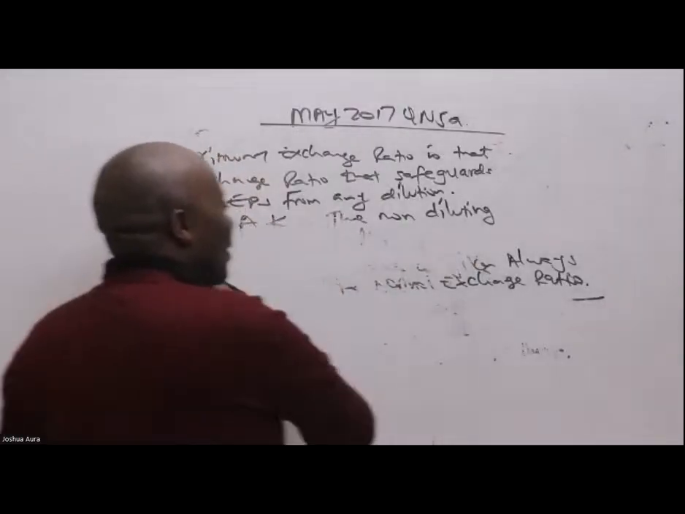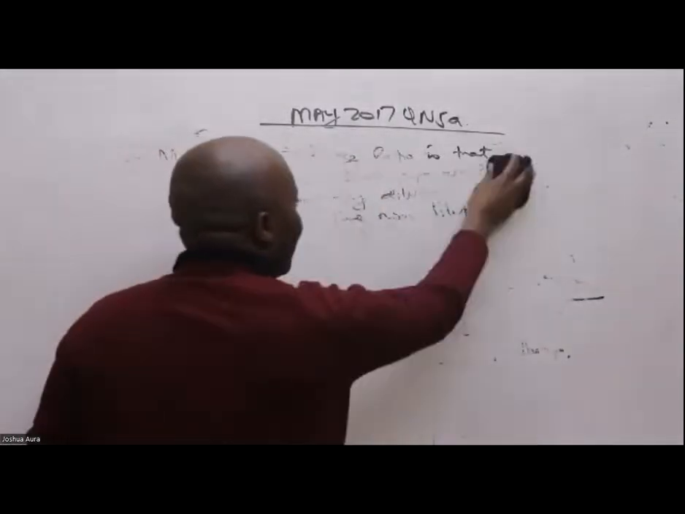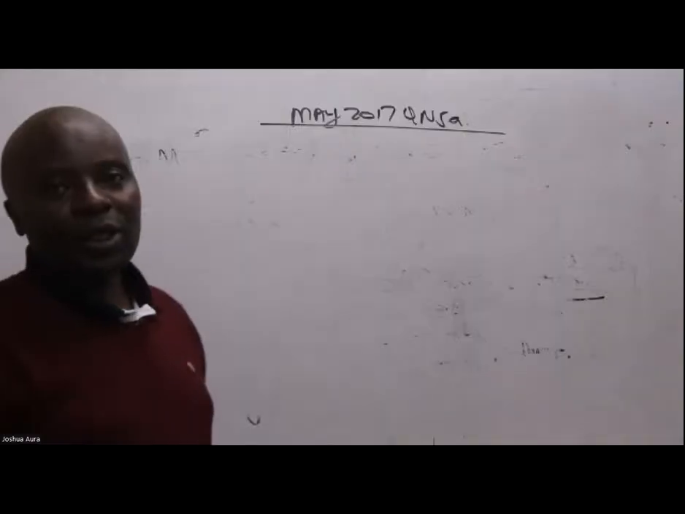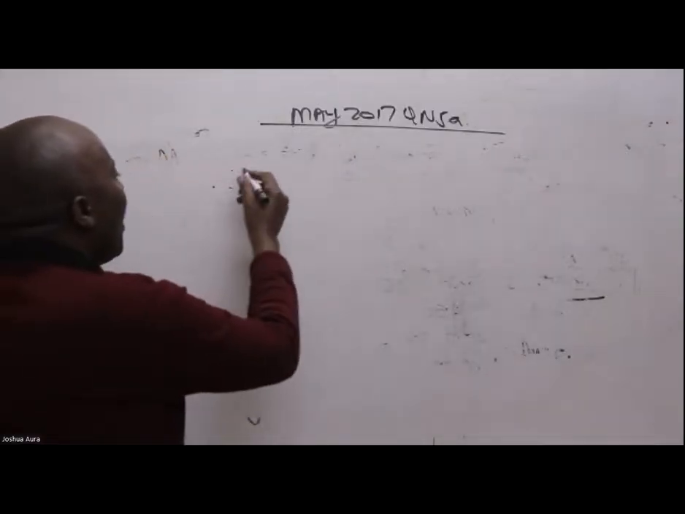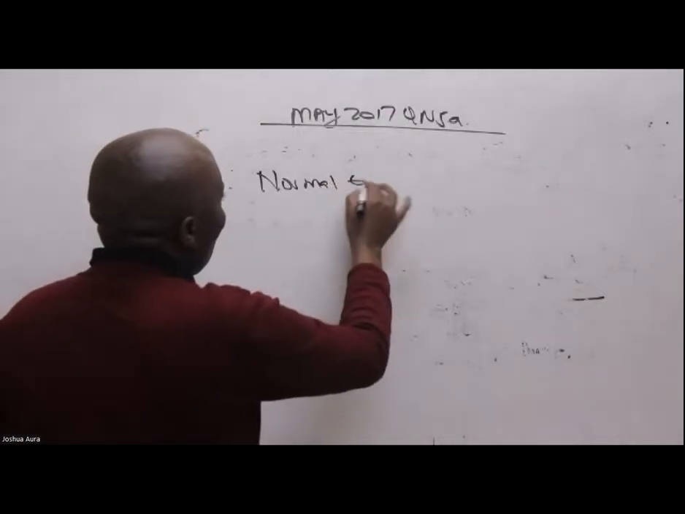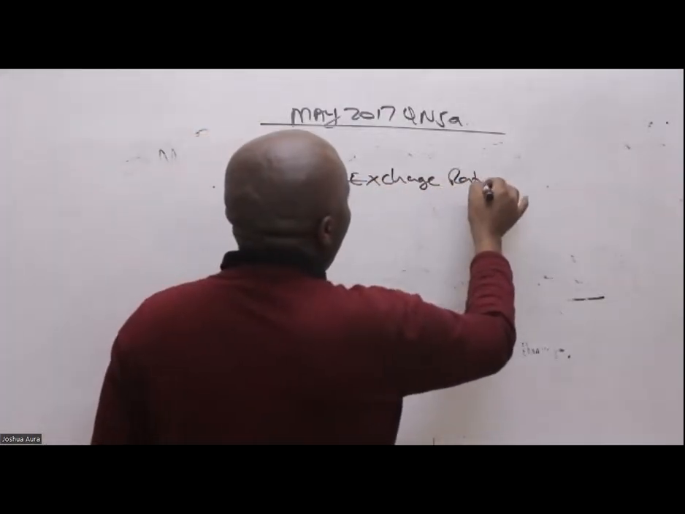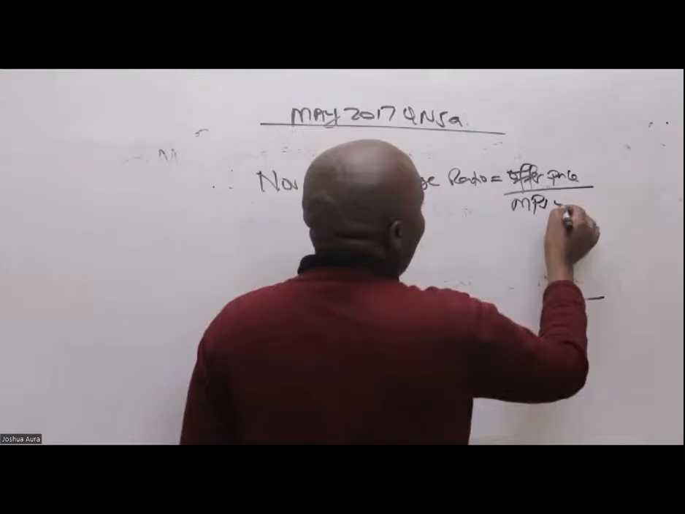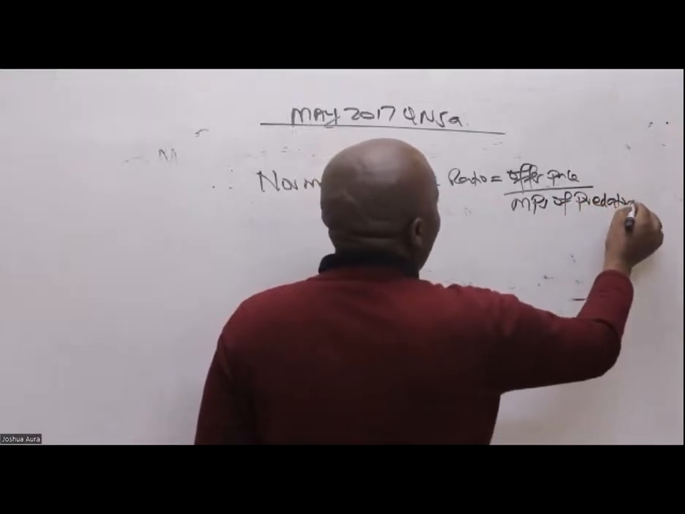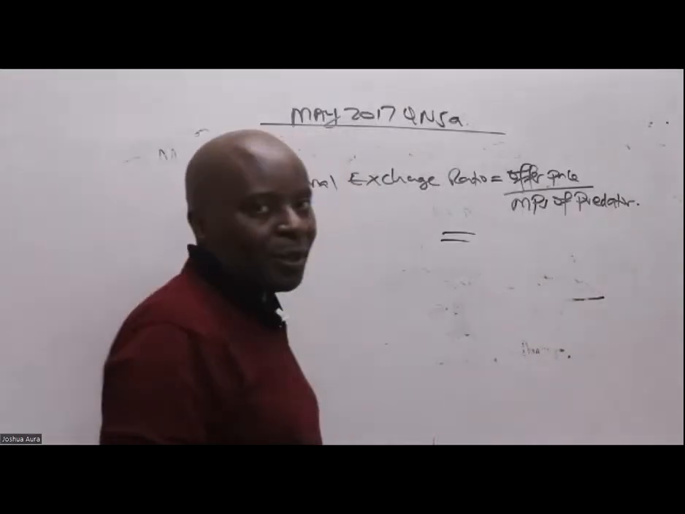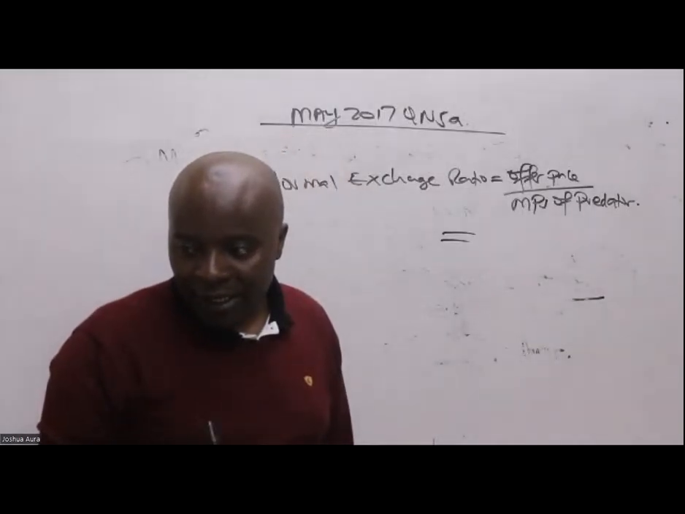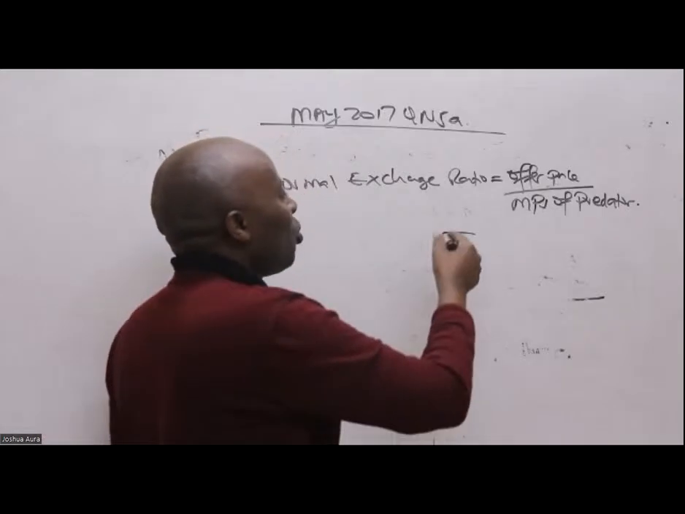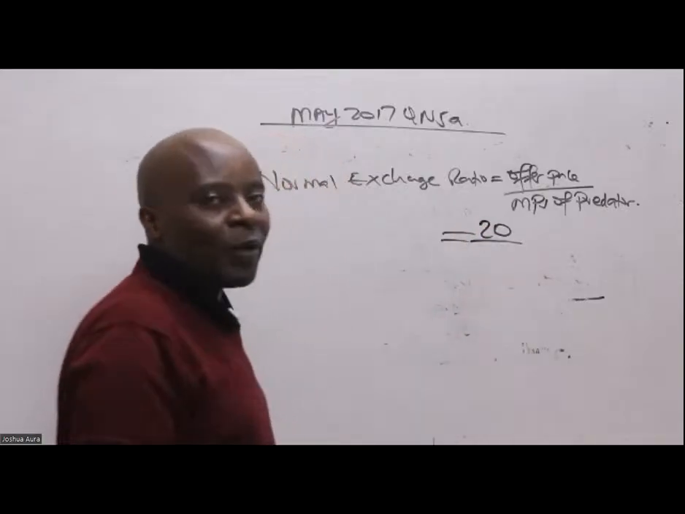Great. So in this question, an offer price of Kenya shillings 20 is given. And therefore, our normal exchange ratio will be the offer price all over MPS of the predator. So the price which has been offered there is 20.